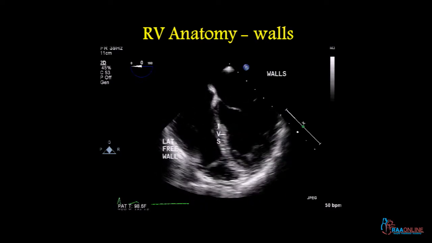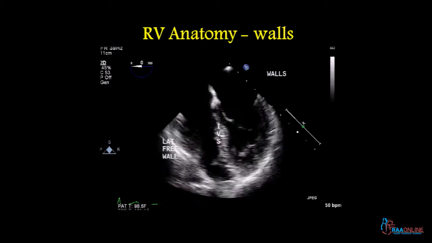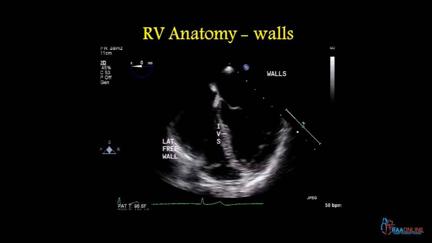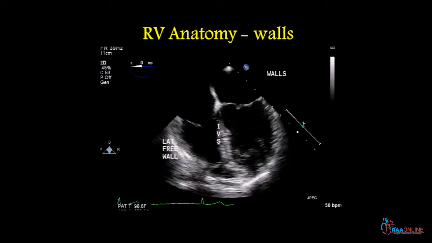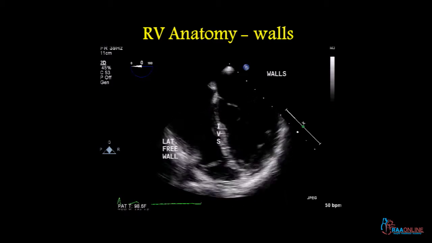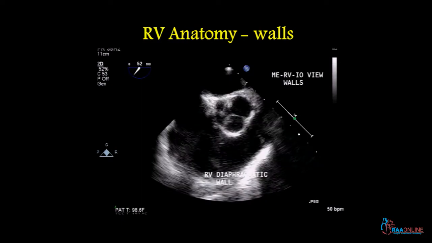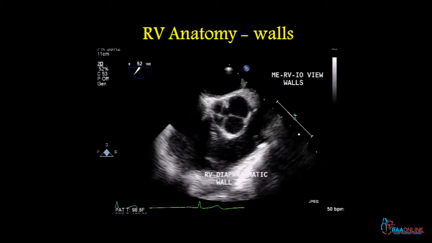What are the walls of the RV? The medial wall, which is the interventricular septum, and the lateral free wall. The lateral free wall gives most of the RV contraction, and that's the most important wall of the RV. The other wall is your RV diaphragmatic wall.